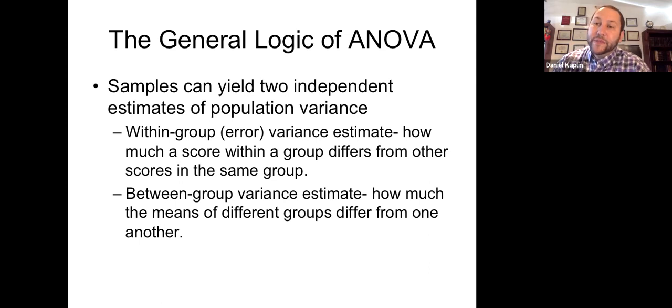Whereas between groups variance is about different interventions. I would expect you to have different responses to the general counseling versus the exposure therapy versus the rational emotive behavioral therapy. They're different interventions, so I would expect there to be different responses to the intervention.